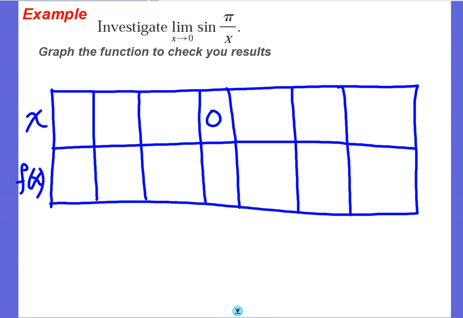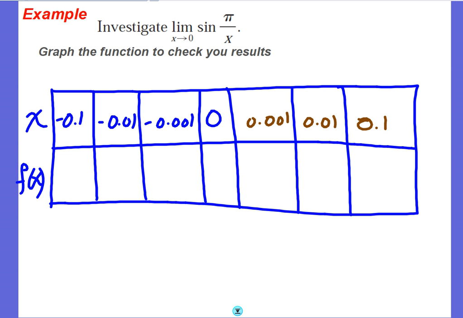And then from the left side, as x is approaching 0, let's do -0.1, -0.01, -0.001. Make x very close to 0. From the right side, let's do the same: 0.1, 0.01, 0.001. What is f of x?